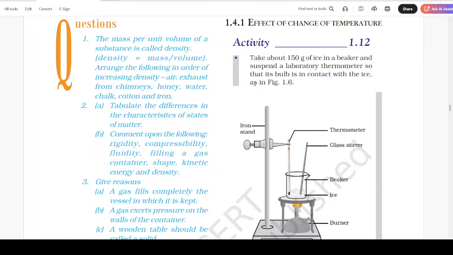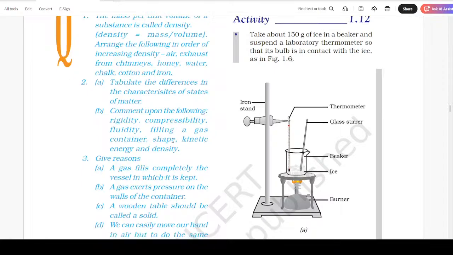The mass per unit volume of a substance is called density. Arrange the following in order of increasing density: air, exhaust from chimney, honey, water, chalk, cotton, and iron. Tabulate the differences in the characteristics of states of matter. Comment upon the following: rigidity, compressibility, fluidity, filling a gas container, shape, kinetic energy, and density.